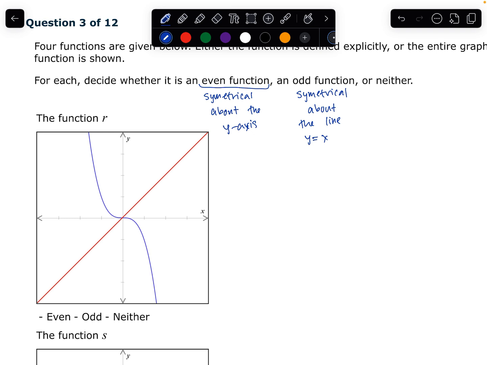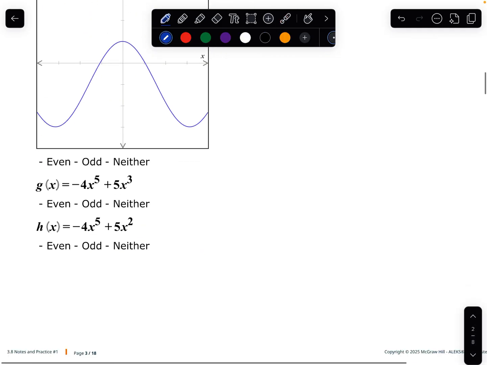I'm going to come back to that, but I think that's right. And a function that is neither of them just means that it's neither symmetrical about the y-axis or the line y is equal to x. And then how can you tell that from just the equation?